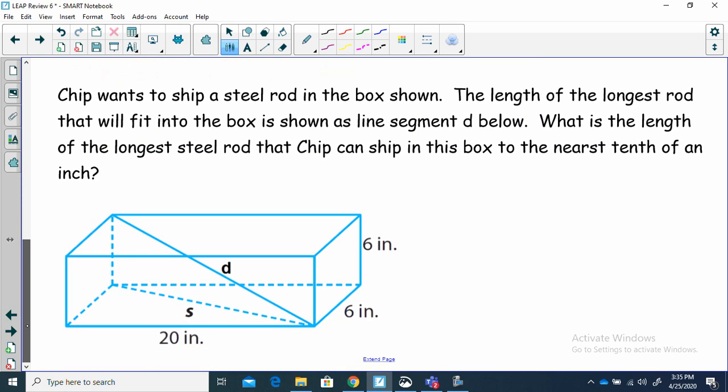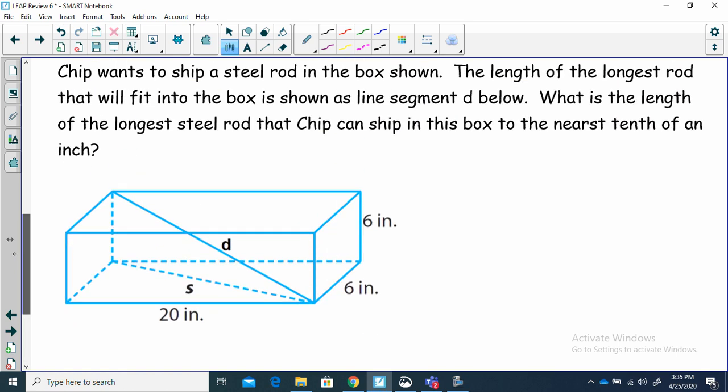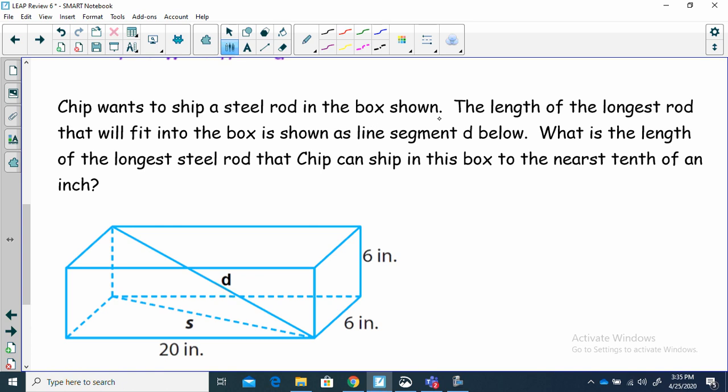Okay, so let's try an example. Chip wants to ship a steel rod in the box shown. The length of the longest rod that will fit into the box is shown as the segment D below. See, it goes from the back corner at the top to the front corner at the bottom. This D does. What is the length of the longest steel rod that he can ship in the box to the nearest tenth? Again, we're going to a tenth of an inch.